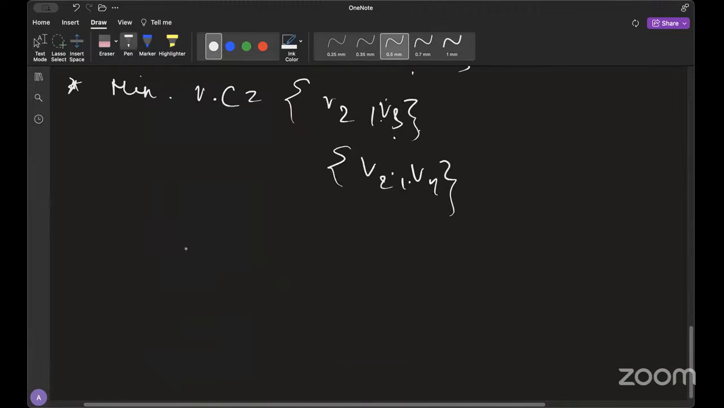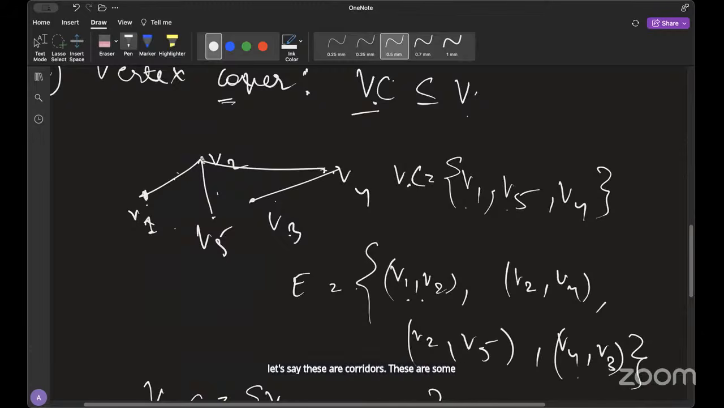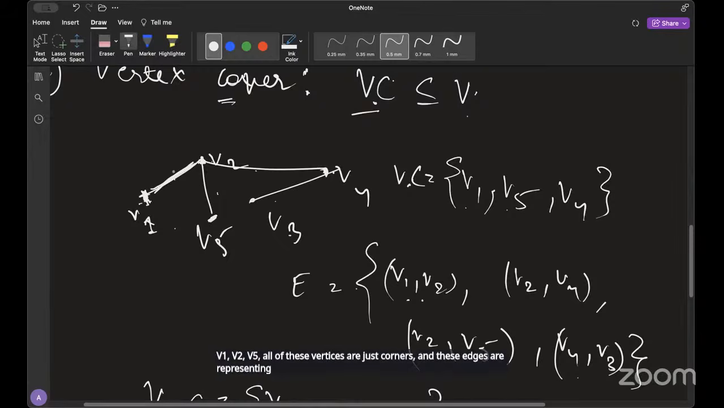An example could be, let's say you have corridors here. Let's say these are corridors. These are some rooms, or these are some corners in a building. And then these are the corridors connecting these corners. So the edges are, let's say these two are rooms, V1, V2, V5, all the vertices are rooms, and then let's say these two are corridors connecting the rooms. Or let's say these are just corners. V1, V2, V5, all of these vertices are just corners, and these edges are representing a corridor.